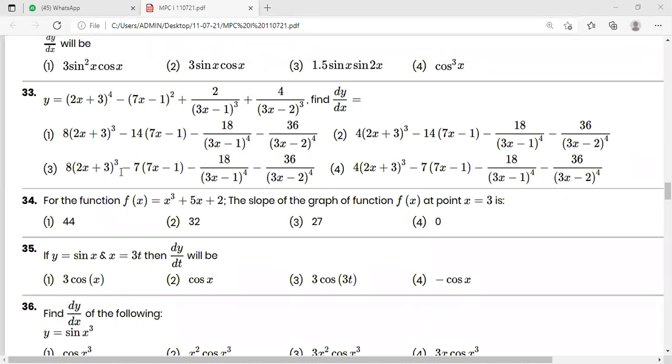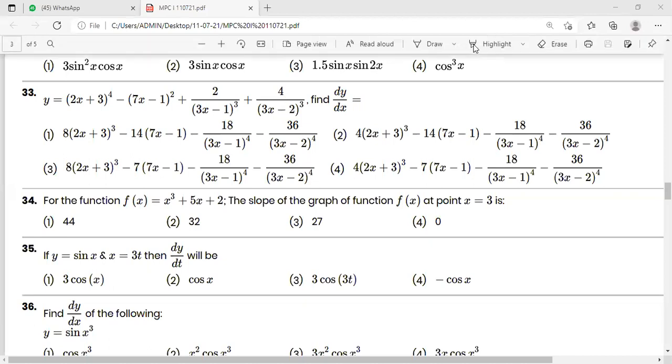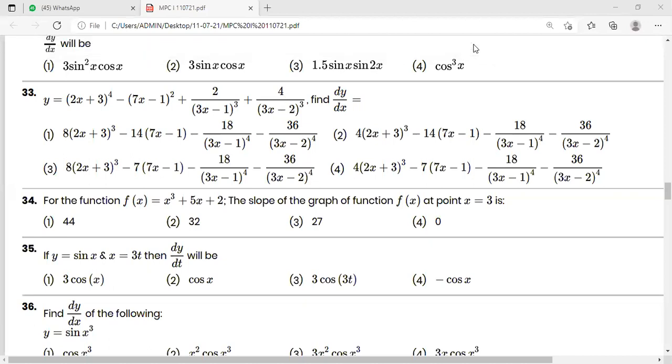Y equal to some function is given here and they are asking us to find dy by dx. So I will separately calculate the derivative for each and every factor here. 4 factors are given here. For all the different factors, I will calculate separately and finally you can write them combined there.